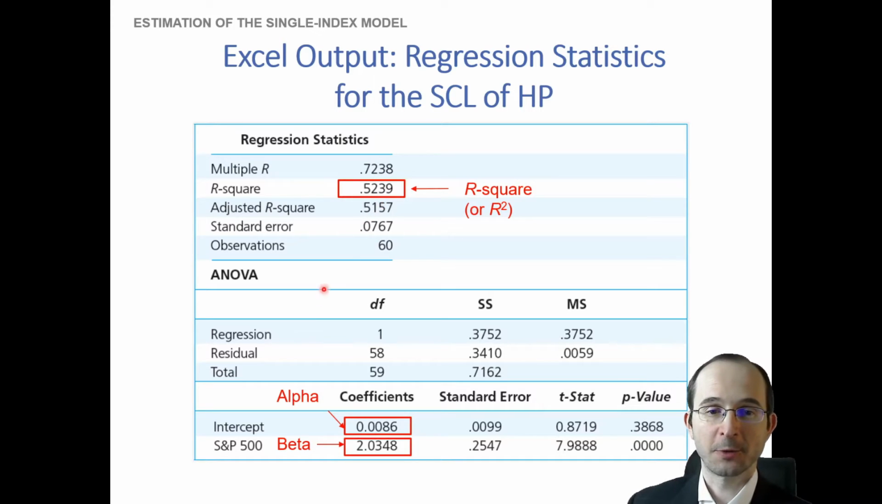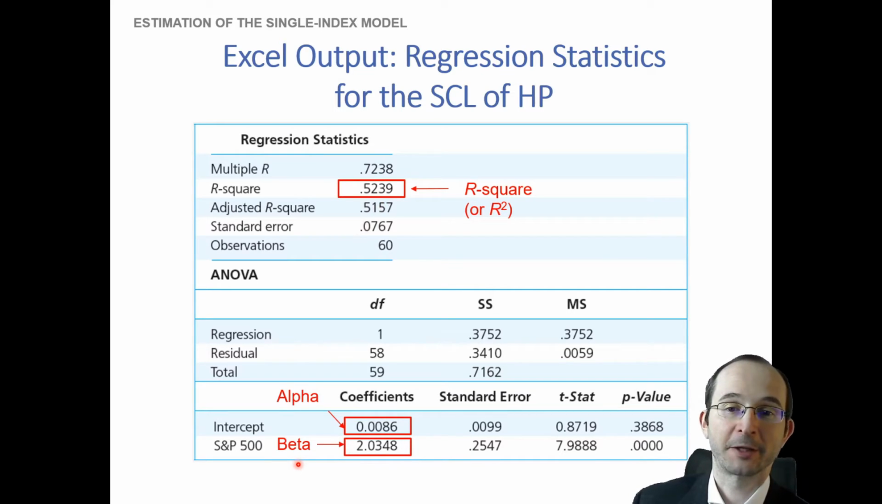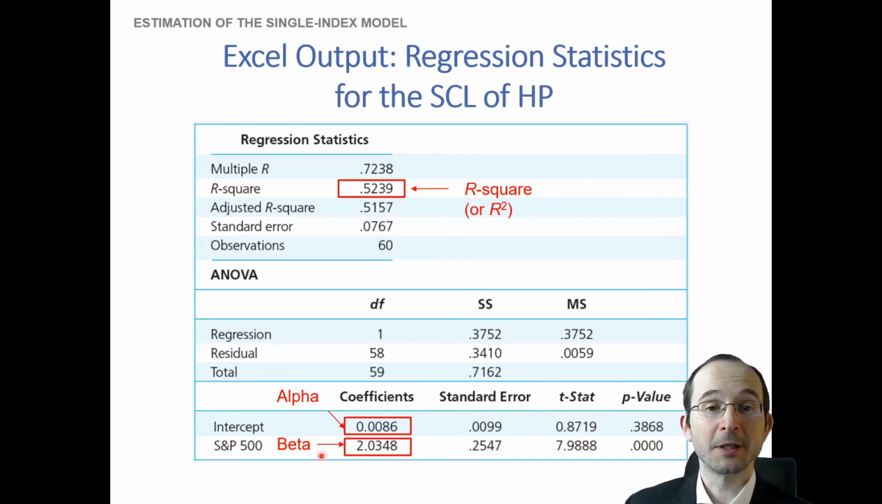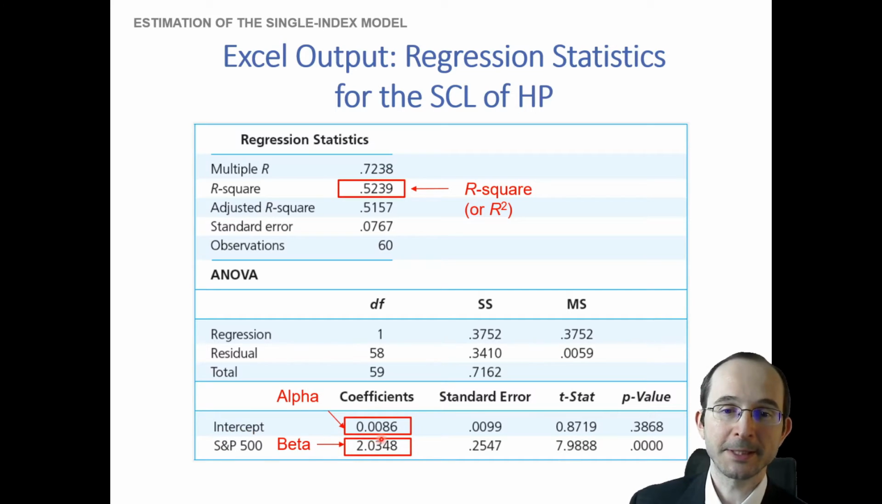Now, what is the exposure of HP to the macro factor proxy, the S&P 500? Well, that's the model's coefficient. The slope coefficient on the S&P 500 independent variable is essentially our single index beta, and in our case we see that it is 2.03. And the intercept in the regression model is our single index alpha, and we see that's 0.0086.